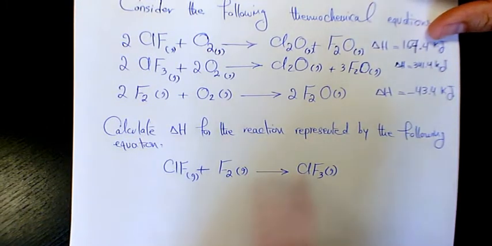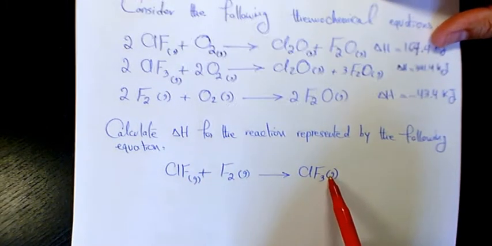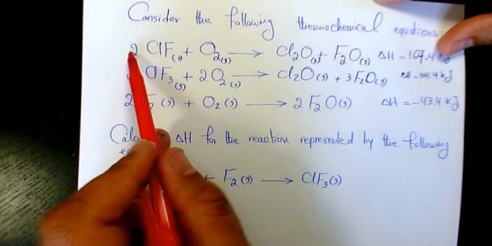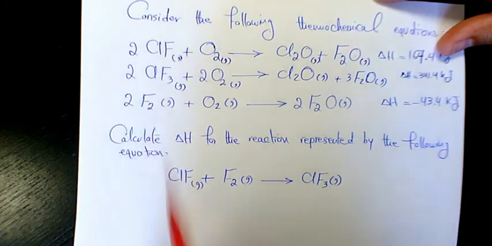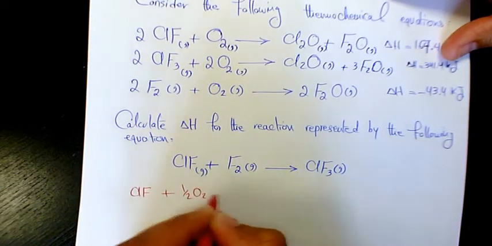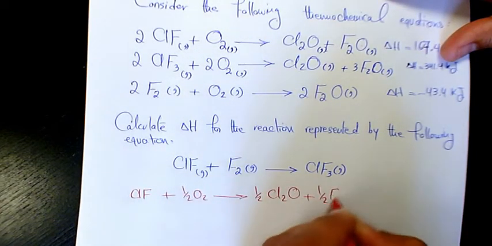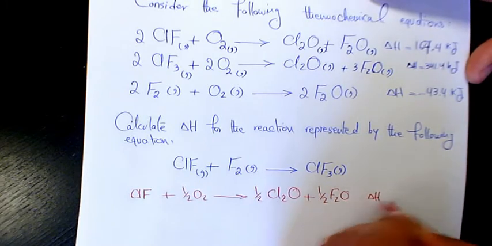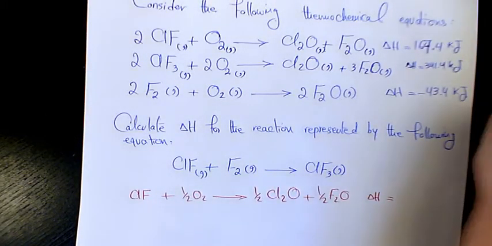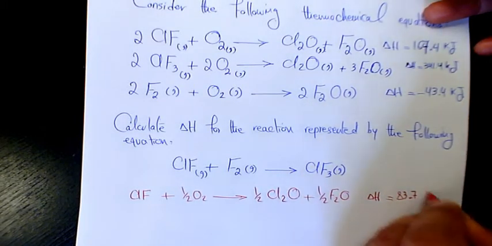So the overall reaction is like that. ClF plus F2 is going to give us ClF3. So we have ClF, but we have 2 in here. So we right away keep it the same here, but we divide everything by 2. So ClF plus 1 over 2 O2 gives us 1 over 2 Cl2O plus 1 over 2 F2O. That gives us 167.4 divided by 2. That's 83.7 kilojoule.